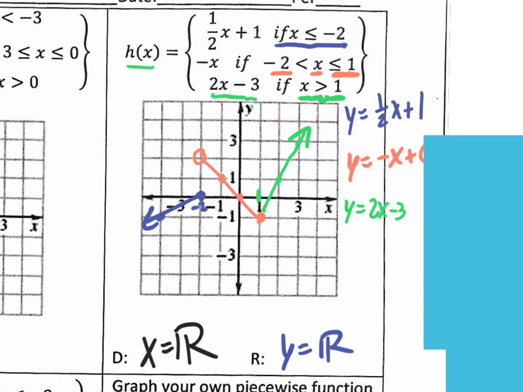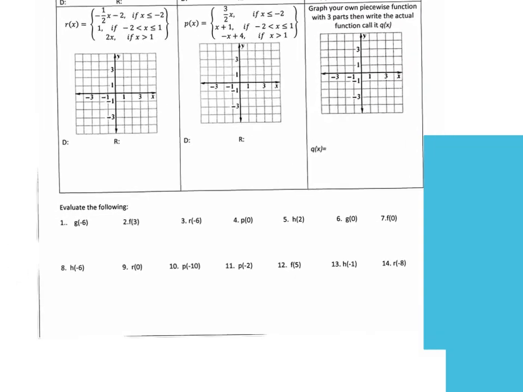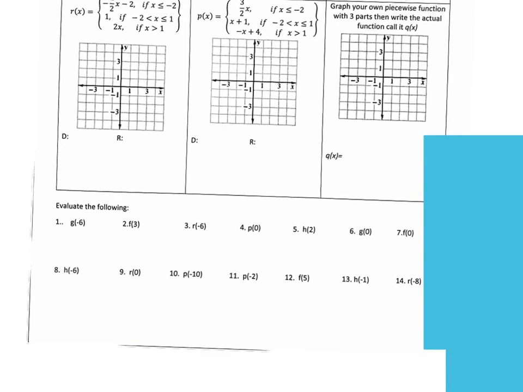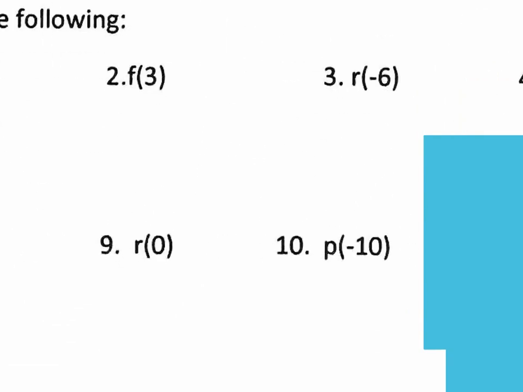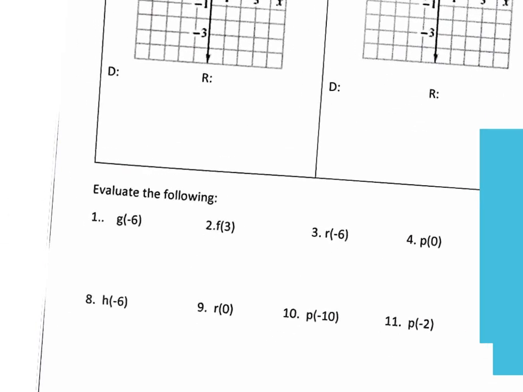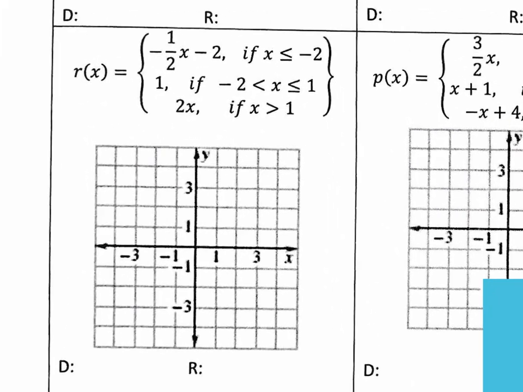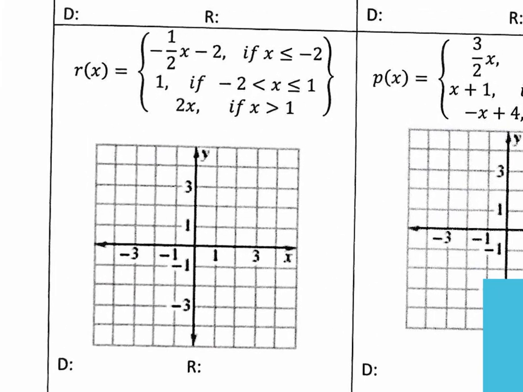Okay? Let's jump around. Let's go to this bottom portion. A lot of people get confused with this bottom portion. It's really easy to do. If I say, like number 9, for example, r of 0, you need to go to the r function, which is this one right here, and you want to plug in 0, right? It said r of 0. Question is, where do we plug in 0?